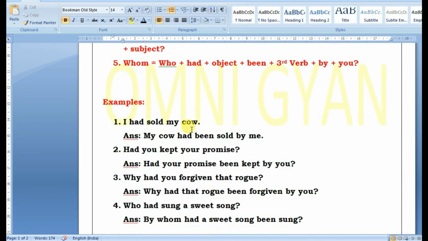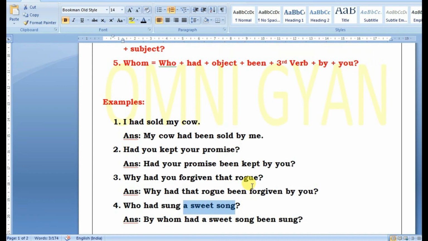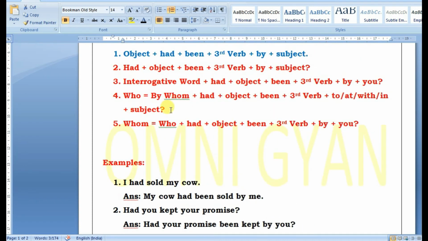Now if you look at this sentence very carefully, you'll see that there is no subject here. There is no subject. Who had sung a sweet song? A sweet song is the target. Somebody has sung a sweet song, okay, but that somebody is not mentioned in the sentence. That is why the subject is unknown, and when the subject is unknown, there is no problem, we will not use the subject.